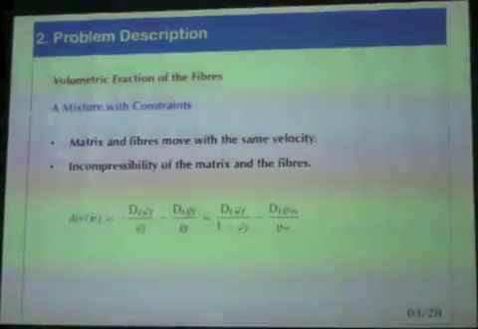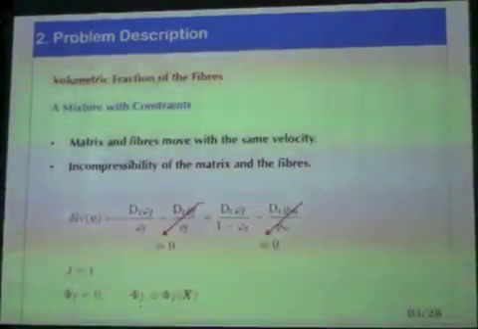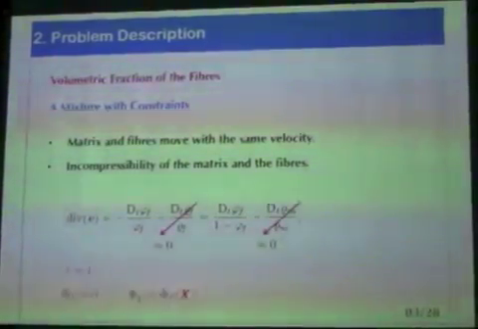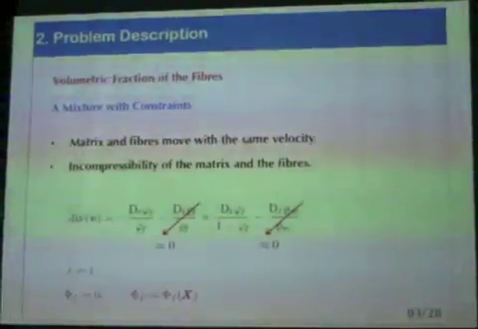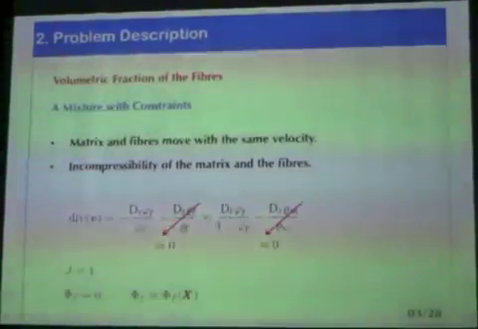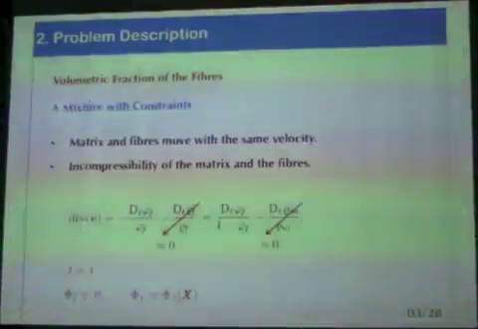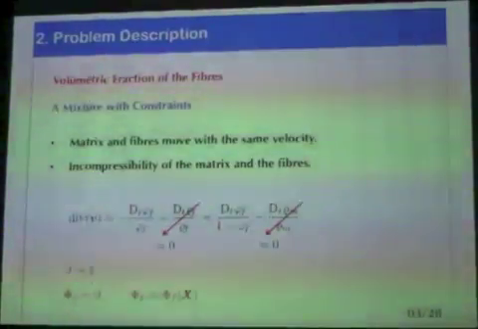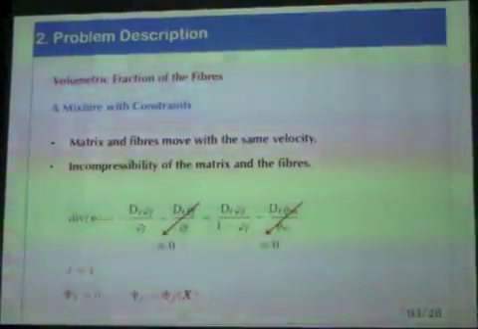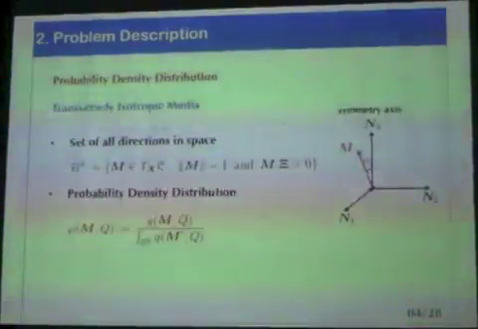Of course, these have implications. First of all, if you assume incompressibility, or let's say you say that those ratios are negligibly small, then you're saying that J is equal to 1, that the divergence of velocity is thus 0, and that capital phi f, which is the Piola transformation of the volumetric fraction of the fibers, has 0 time derivative. But in general, it can be a function of coordinates.